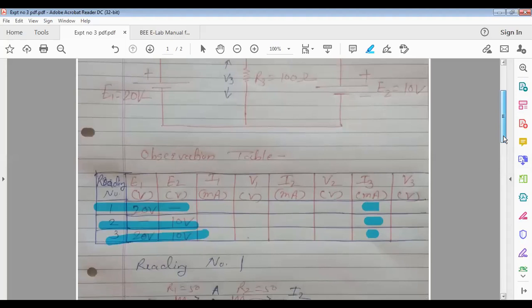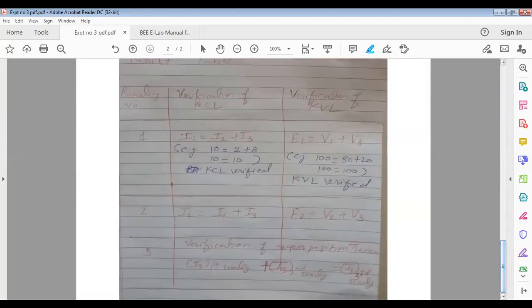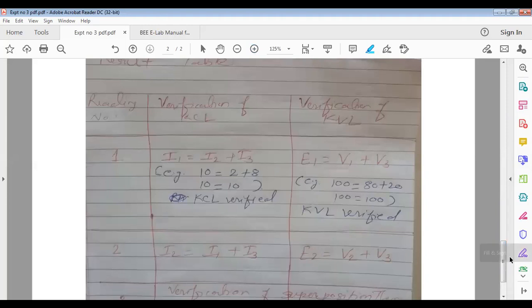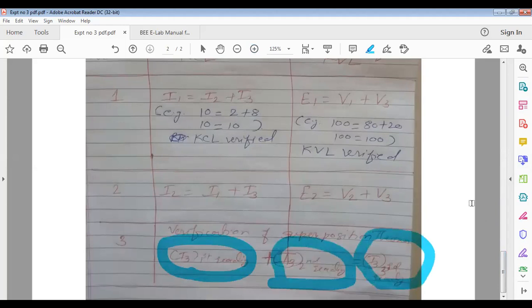Yes or no? Yes, ma'am. So how can you verify the superposition theorem? Read here, last one. See, I3 with the first reading plus I3 with the second reading is equal to I3 with the third reading. Same you can check for I1, I2 also. I1 of first plus I1 of second is equal to I1 of third. Any one you show here. Only I3 is sufficient. Clear?